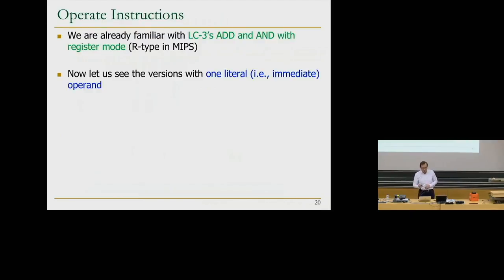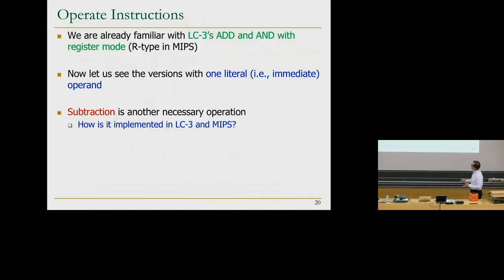But let's use the versions with 1 literal operand. We've seen the versions of these when you have 1 source register and another source register and do an add, for example, or an AND, and write the result to a destination register. Let's take a look at the ones with immediate operands. So for example, subtraction is another necessary operation. You do subtraction once in a while.